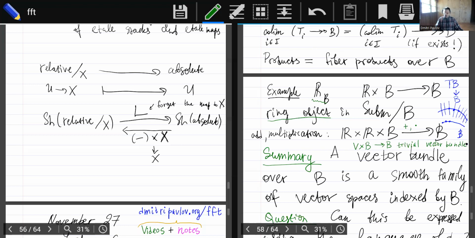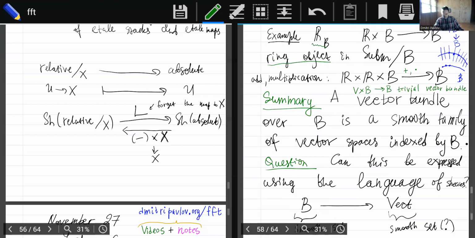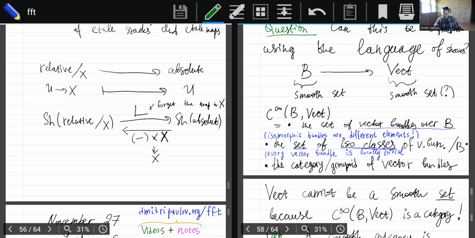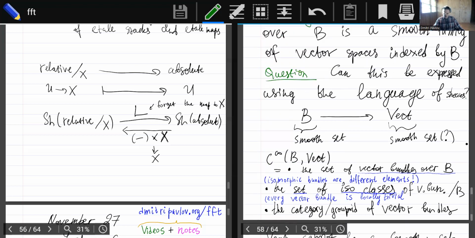Probably should have given you an example of a non-trivial vector bundle. Well, you may be familiar with the Möbius strip, which sort of goes around a circle with a twist. That's an example of a non-trivial vector bundle. Yeah, so what's the problem with a vector bundle being locally trivial?